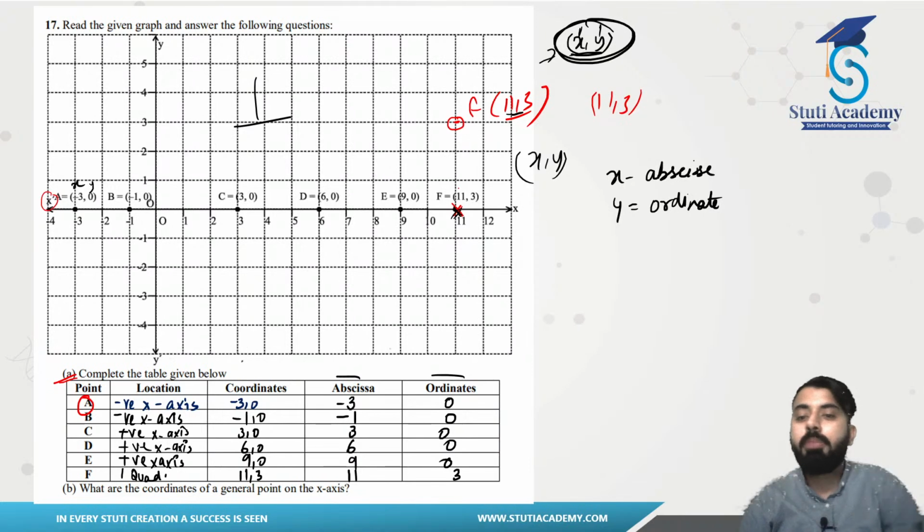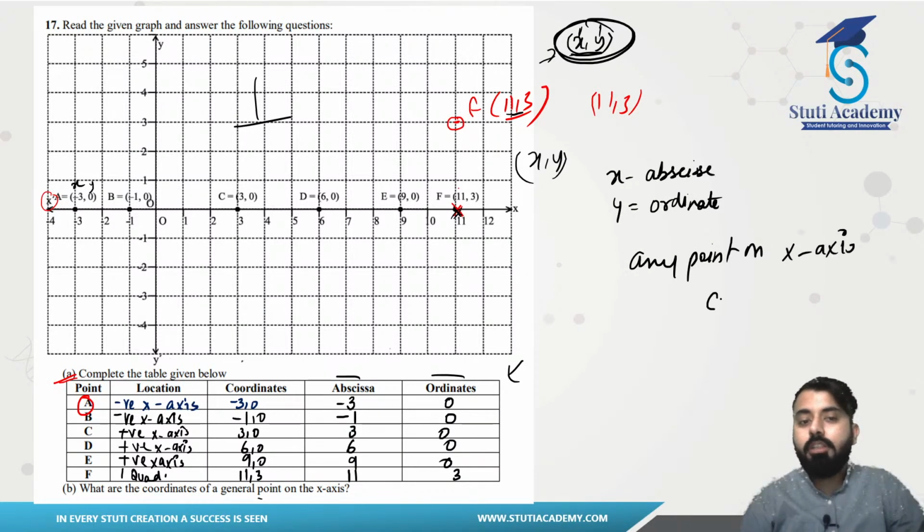So this is the complete formation of your table right here, complete information that you have put after studying your graph deeply. Now we have the B part here, which is: what are the coordinates of a general point on x-axis? If there is any point that is lying on your x-axis, what should be the general form? You guys remember, any point on x-axis will be like this, a comma 0, right? It should be of this form. So its coordinates will be a comma 0. I hope you guys understand this and remember this one. So this will be the case.